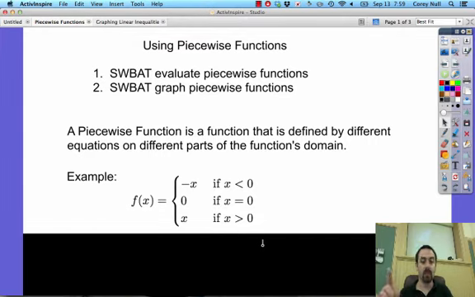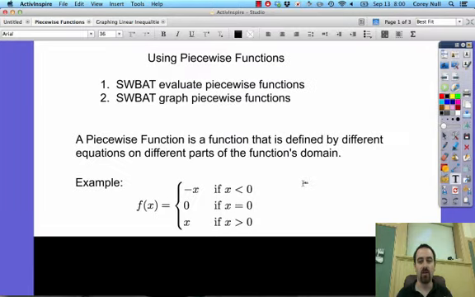So f of x equals, and there's this curly brace, and it says it's the function negative x as long as x is less than 0. It's the function 0 if x is 0, and it's the function x if x is greater than 0. Okay? So basically what that means is that if I'm graphing this, I graph the negative x function, but I only graph it to the left of the y-axis. I graph the point 0 at the point 0, and to the right of the y-axis I graph the line y equals x. Okay, there's really three functions that are cobbled together, piecewise, into one function.